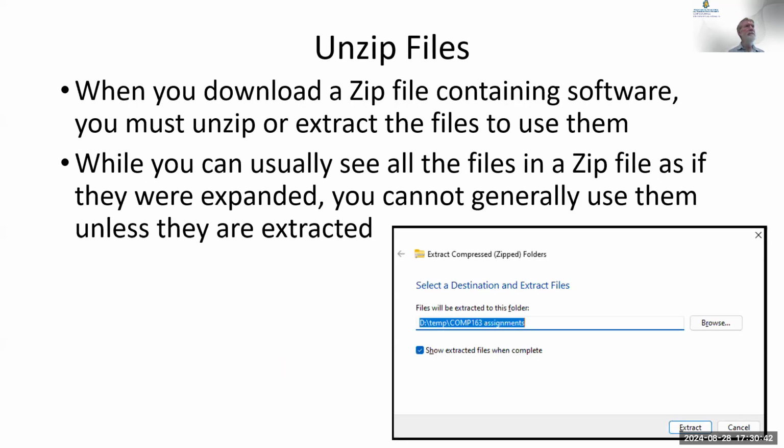Zip files. Generally, when you get a zip file, most of the systems allow you to see what's in it, but you can't really do anything with it. If you have a file that is zipped and it has executables, you can't run the executable in a zip file. You have to unzip it, you have to extract it.